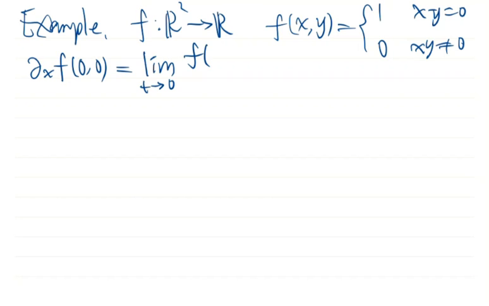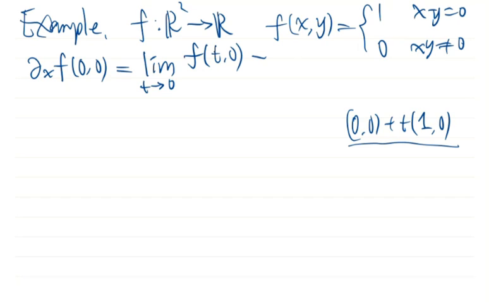f of (0, 0) plus t e1. e1 is (1, 0). So this is f of (t, 0), minus the value of f at (0, 0), divided by t.